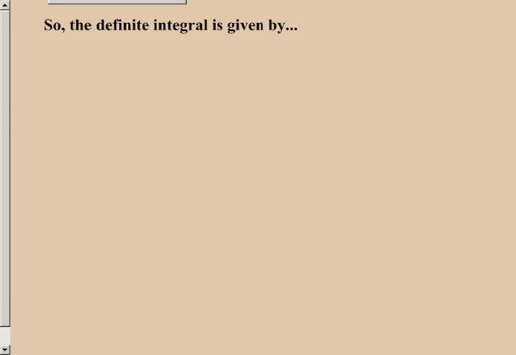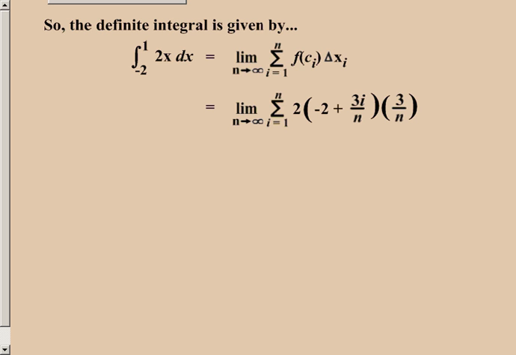Okay, so the definite integral is going to be given by the integral from -2 to 1 of 2x dx, which is equal to the limit as n goes to infinity of the summation as i goes from 1 to n of the function evaluated at c within the ith subinterval times delta x in the ith subinterval. Plugging in the information that we have, we had a linear function of 2x. x is replaced by -2, there's our phase shift, plus 3 units worth of width times i over n. And then delta x is 3 units again worth of width over n subintervals.